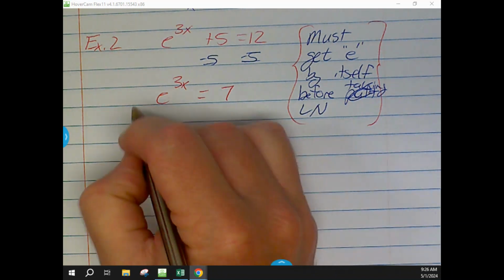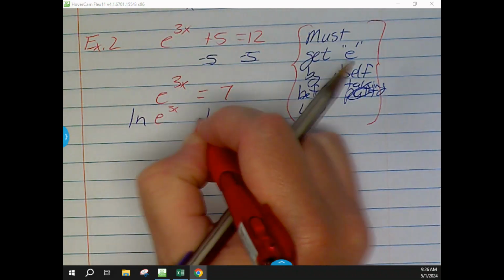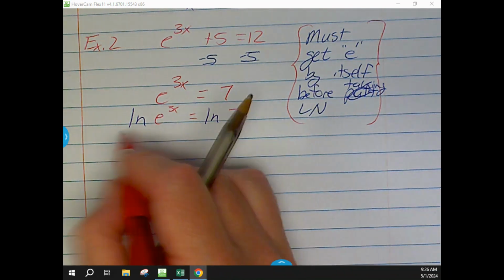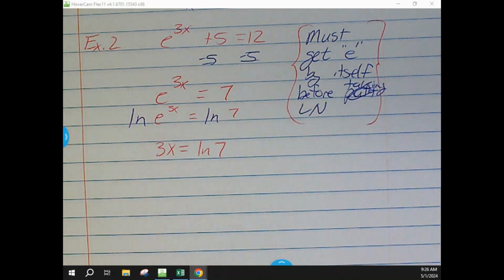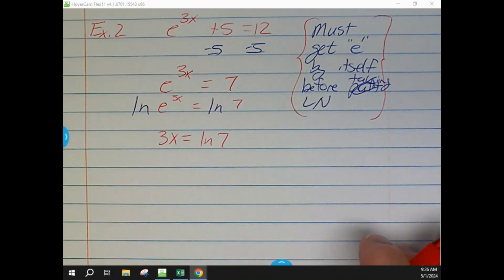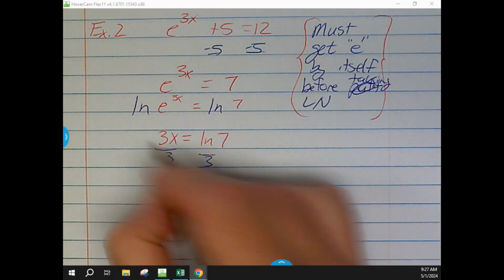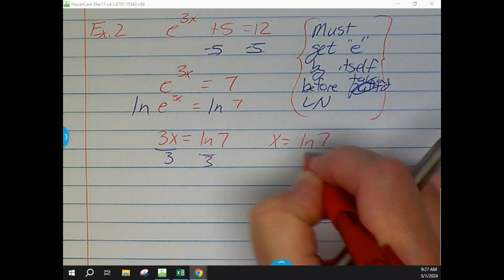Okay, and then once we're there again, we'll take the ln of both sides. So again, the ln and e cancel out. That leaves us with 3x equals the ln of 7. And again, if they ask for an exact answer, which in some of these cases they are, once we're here, we're going to divide everything by 3. So that would cancel out. So we get x would equal the ln of 7 divided by 3.